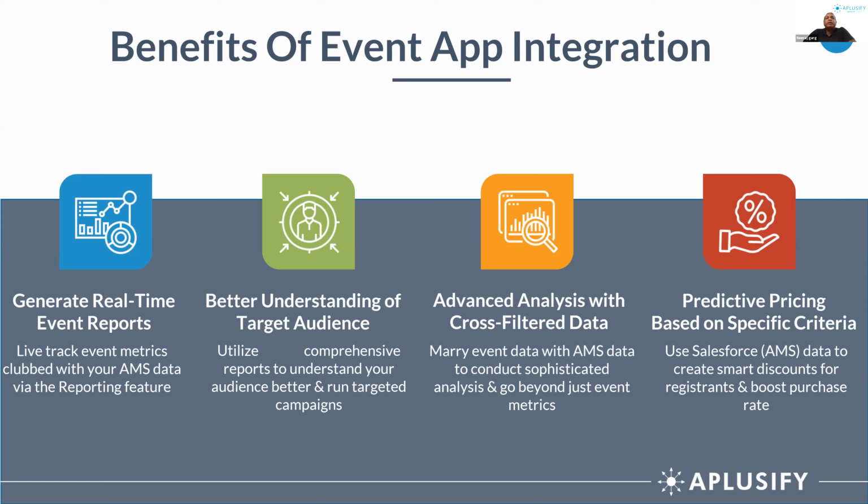Now, the third point is obviously that once you have data flowing between two systems, you will have both sets of data which you can visualize, right? So you can marry the event data with your AMS data and do a kind of analysis. Which members of your association actually attended the events, which members actually bought event tickets, which went for a full conference pass, which were interested in which sessions. So you can have that cross filtering of data.